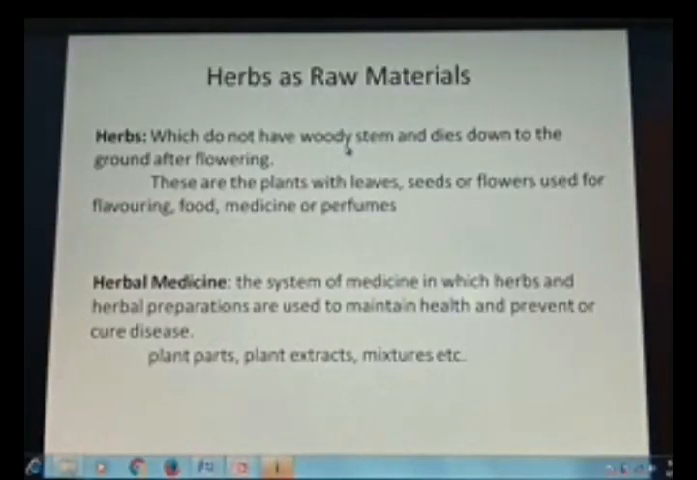Hello everyone. Today we are going to start with Herbal Drug Technology, semester 6. The first unit is Herbs as Raw Materials.